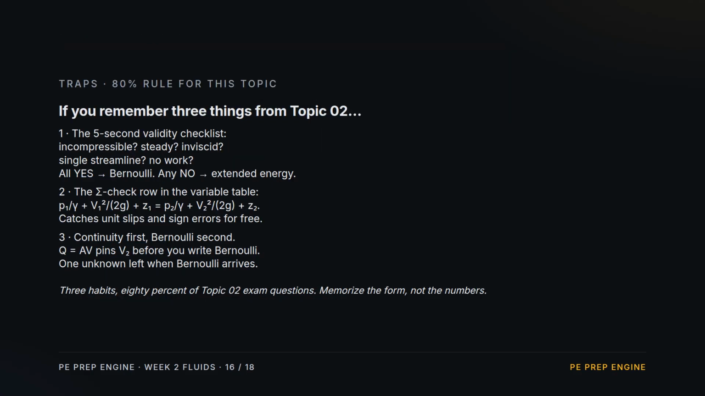The 80% rule. 3 habits. 1. The 5-second validity checklist before every problem. 2. The sigma check. Head sum at point 1 equals head sum at point 2. 3. Continuity first, Bernoulli second. Q equals AV pins the unknown velocity, leaving one unknown for Bernoulli. 3 habits, 80% of this topic's questions.